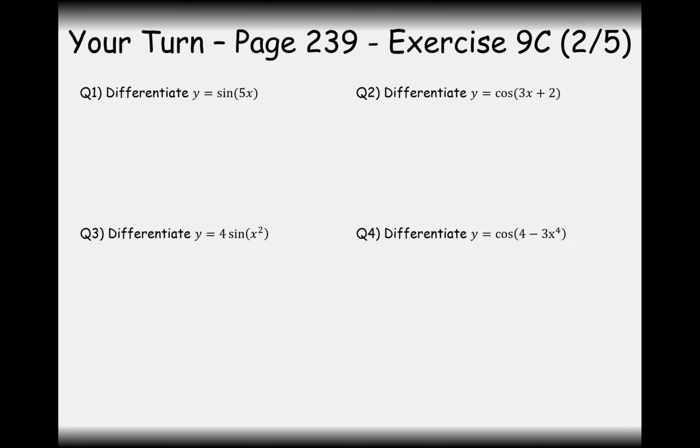But let's have a go at another type of chain rule differentiation where we've got sine and cos on the outside. So just to remind you, differentiate the inside first and then differentiate the outside second. Pause the video and try these 4 questions out.